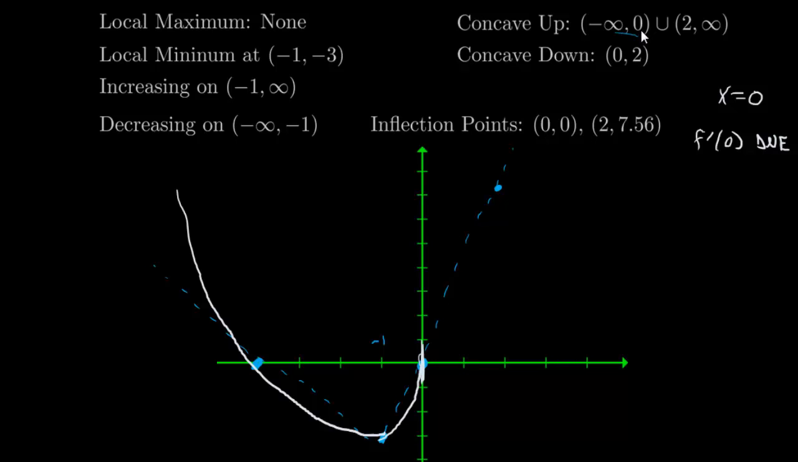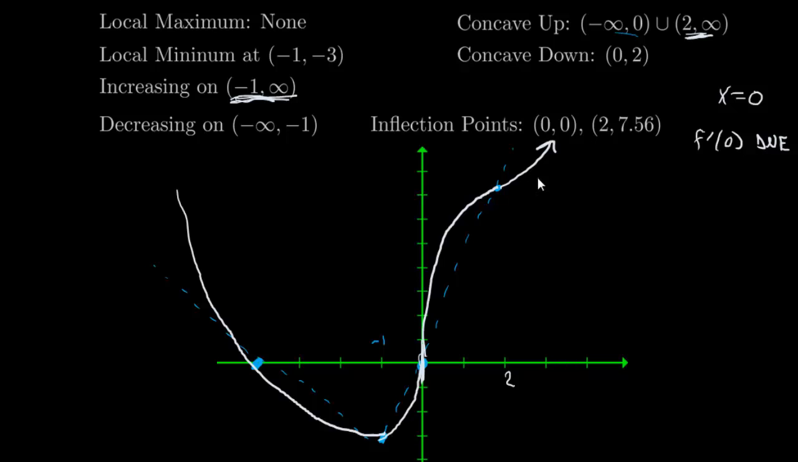Now notice that after 0, we are still increasing because we are increasing from -1 to infinity. So we are increasing for the rest of the time. But at 0, we then switch to concave down. So between 0 and 2, we are now concave down. So we look something like that. After 2, we go back to concave up. Still increasing though, because we are still on this interval. And so we go something like that.